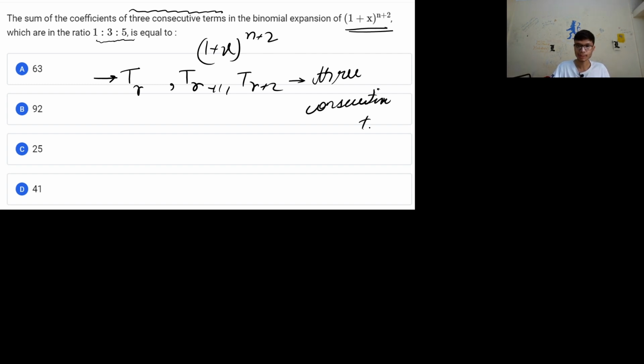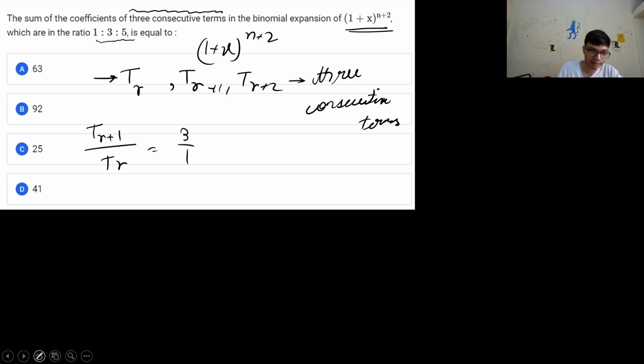They are basically the three consecutive terms of this particular binomial expansion. If I say that t of r plus 1 and t of r plus 2 are consecutive terms of this expansion, the question also mentions that they are in the ratio of 1:3:5. So how will we solve this question? First, the ratio that is given means that t of r plus 1 divided by t of r is in the ratio of 3:1.